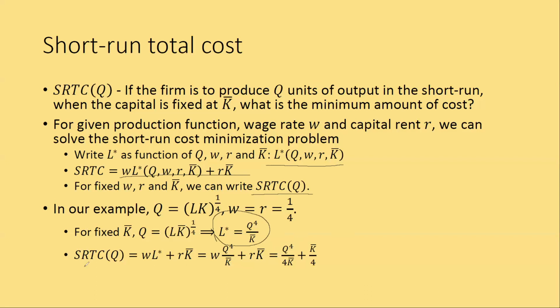We can write our short-run total cost as W times L star plus R times K bar. And we have both W and R equal to 1/4. So we substitute L star, W, and R into this expression. We get Q to the power of 4 divided by 4 times K bar, plus K bar divided by 4. So this is our short-run total cost function.